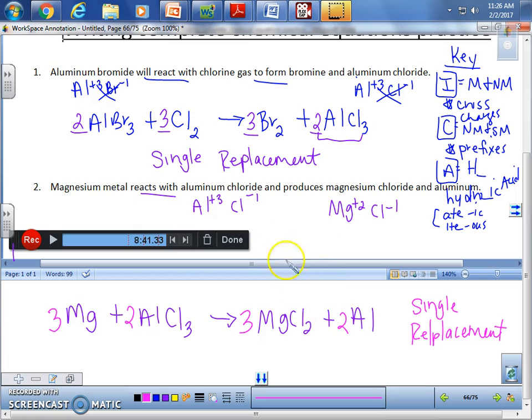So for each of these, you need to follow your rules for writing formulas, and you'll have to write the formulas. Pay close attention to whether it says reacts with, plus sign, or produces or forms, as a yield sign. And don't forget to balance. You have to balance the equations. I'll put the key up next, so let's pause.